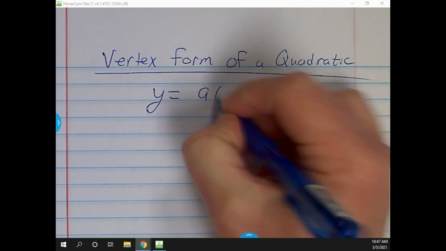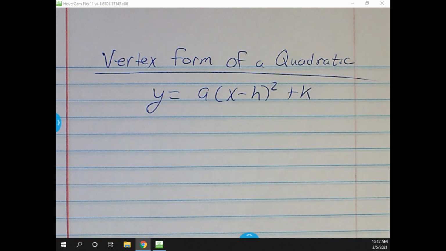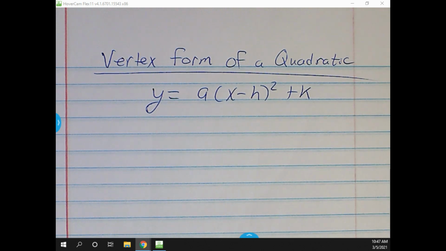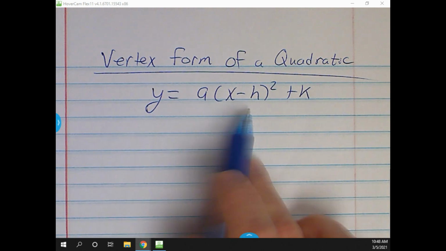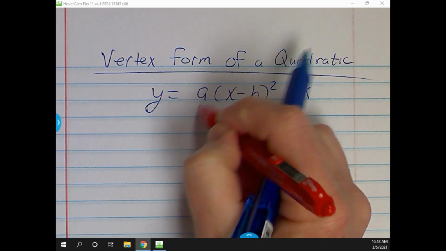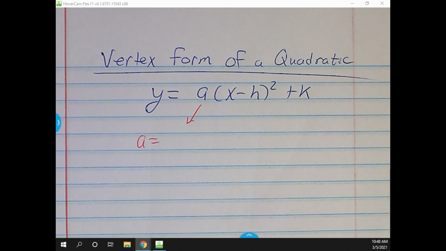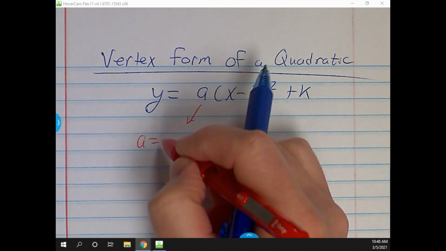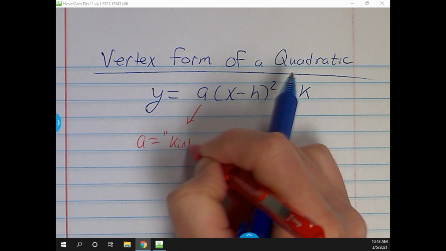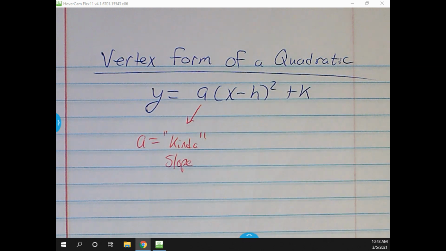It's a times (x minus h) squared plus k. All right, but here's what all that means. Now, obviously, the x's and the y's are like your ordered pair for this one. But here's the big thing that you need to know off all this stuff. The a value determines the direction of the graph. So for me, this one is kind of like slope. It's not exactly slope, and we'll get into more detail on this in just a second. But it's kind of sort of like slope.